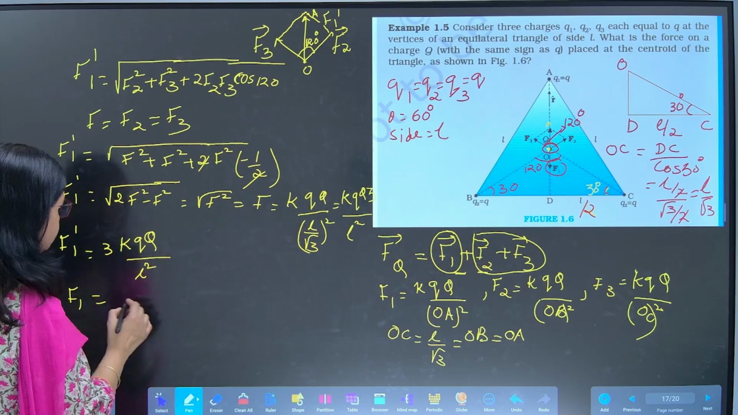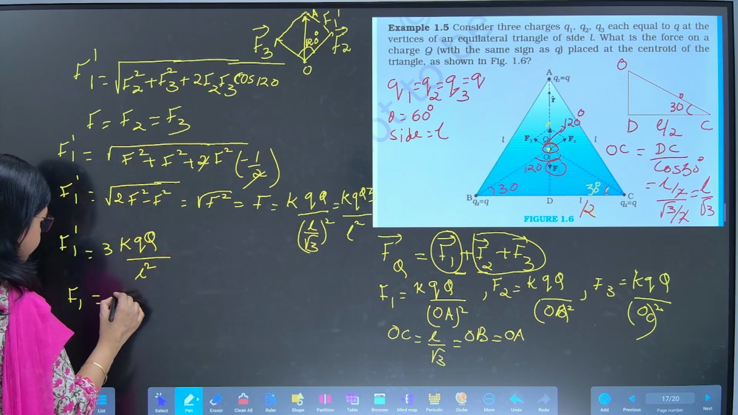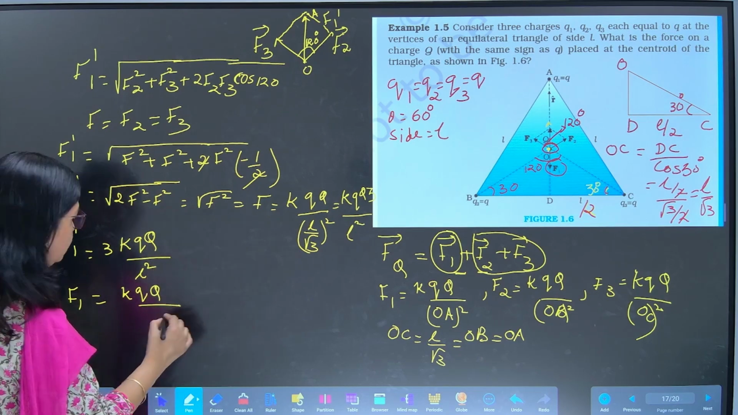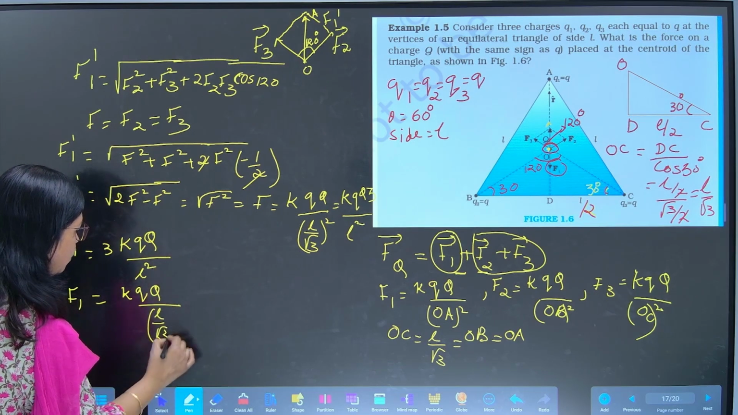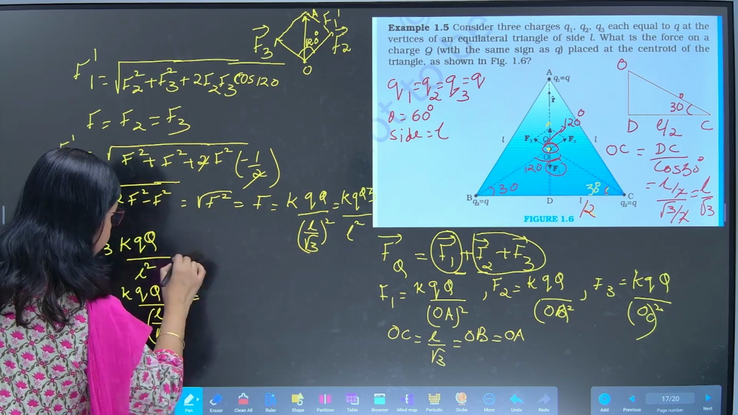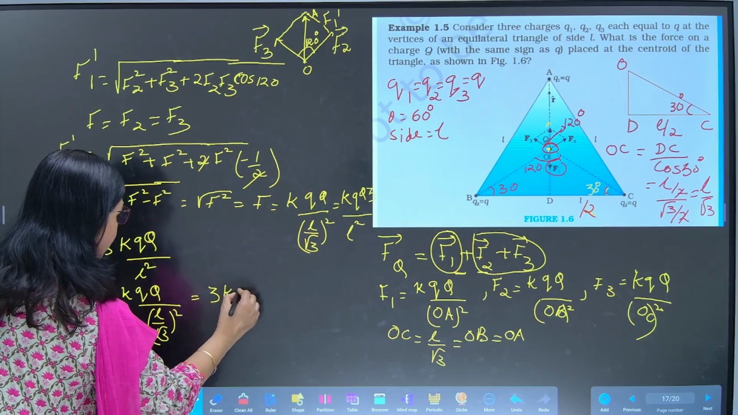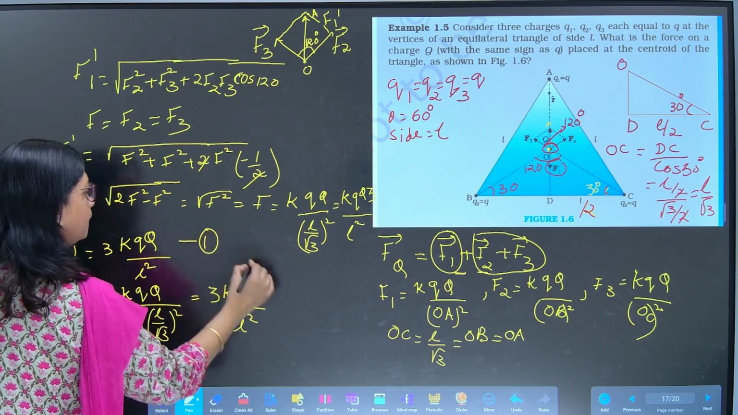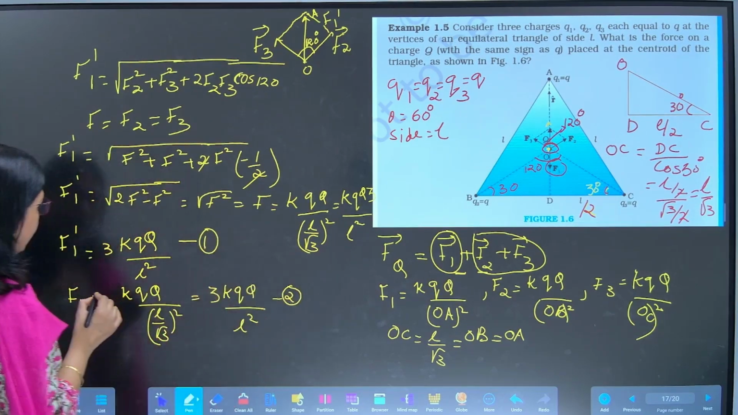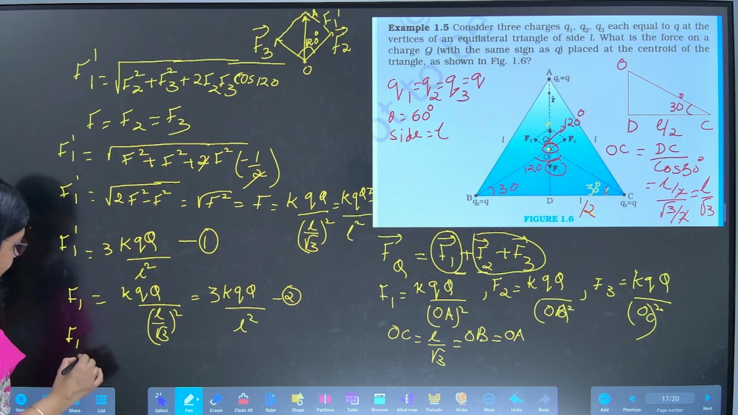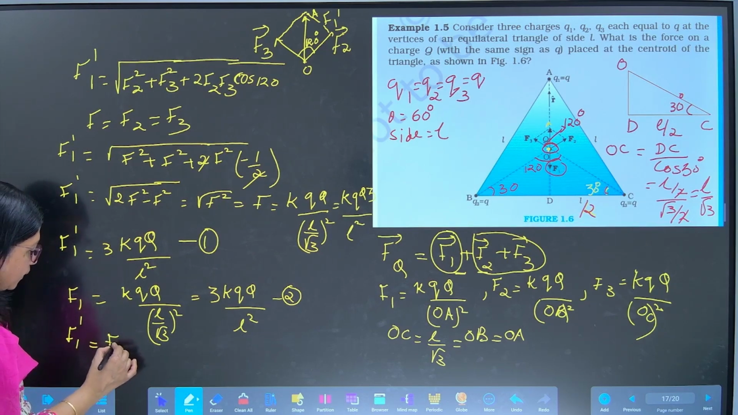Substituting the value of OA square, we get k q upon, what is OA? L upon root 3 whole square, which, by inverting the denominator, gives 3 q upon L square. Let us name this equation 1 and this equation 2. As can be seen from equations 1 and 2, the magnitude of F1 dash is equal to F1.